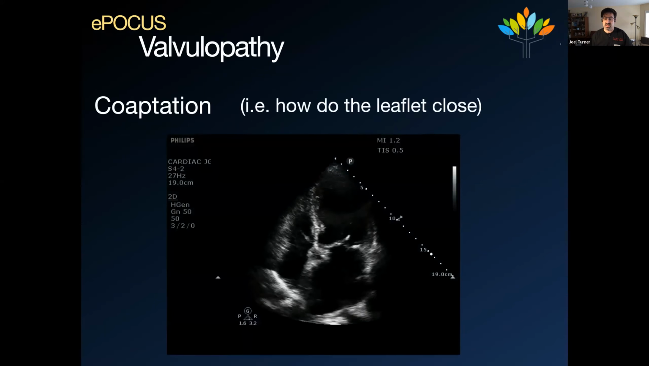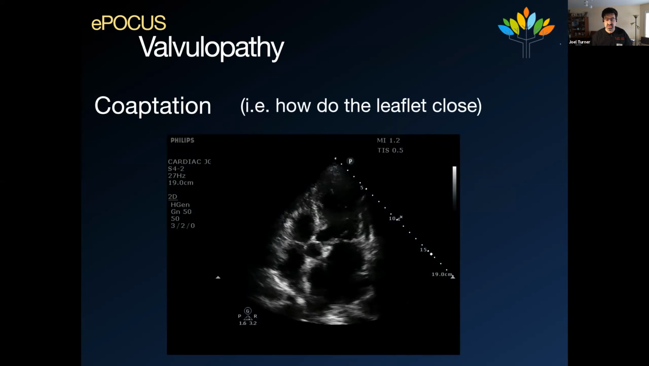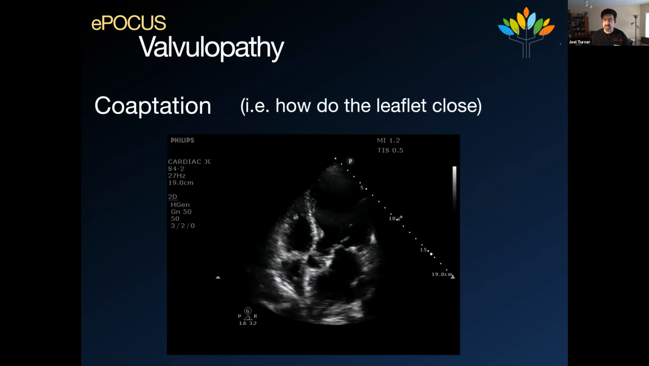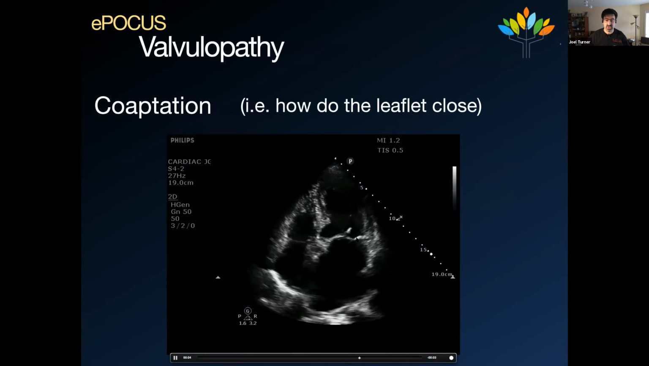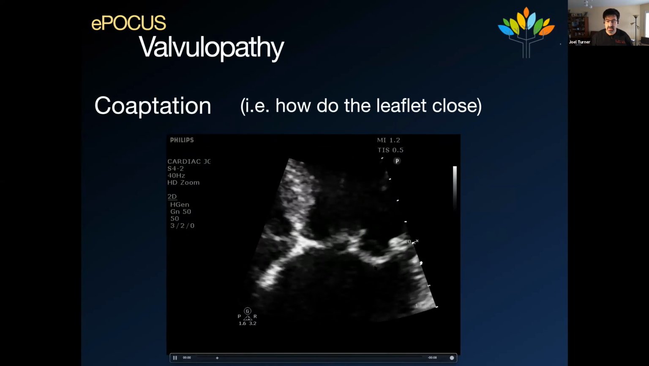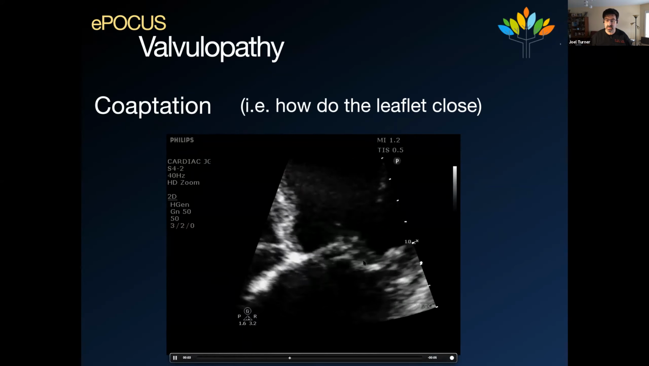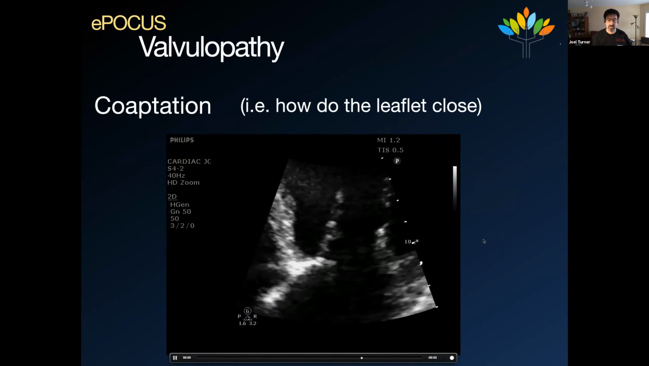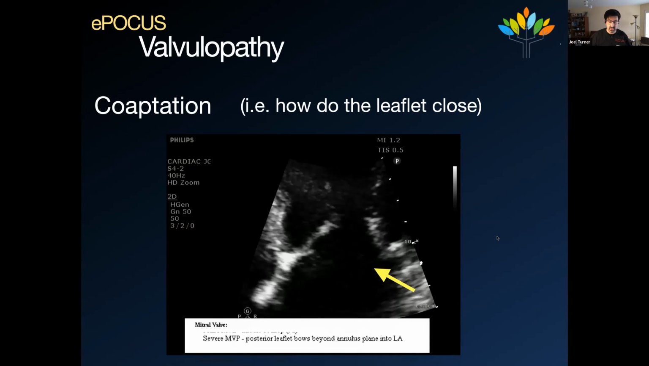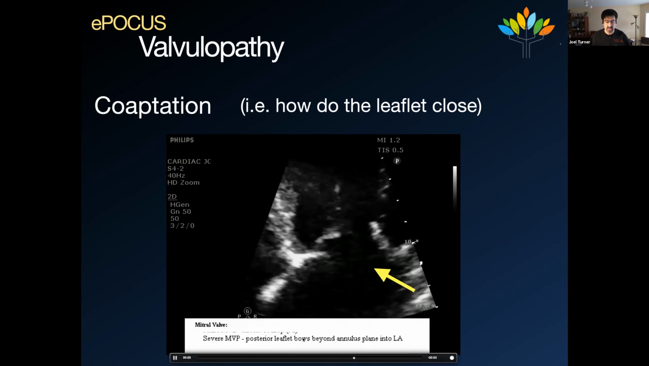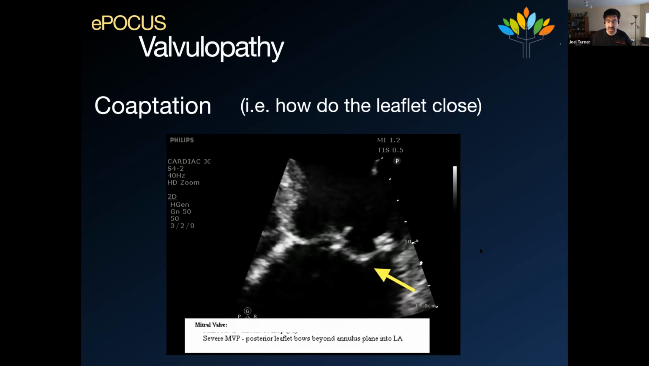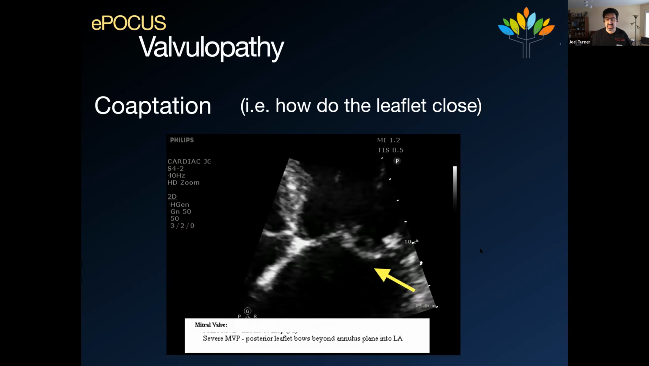What coaptation means is how your leaflets close. Obviously, you're supposed to see that they close nicely, properly and symmetrically. And here we can already see that there's something going on in this mitral valve that is not closing normally. If I zoom in on that video clip, you can clearly see that the posterior mitral leaflet looks like it's bowing posteriorly into the atrium. Sure enough, when the patient went for an echo, it was found to have severe mitral prolapse because of a posterior leaflet that is bowing back into the left atrium. So this was the first indication.